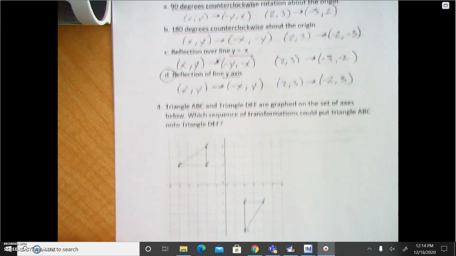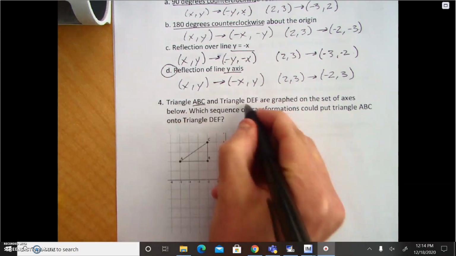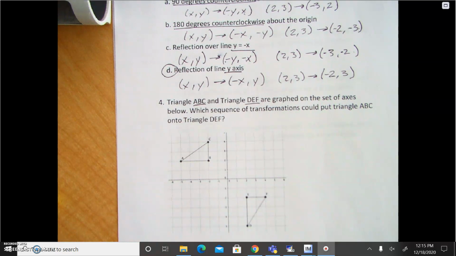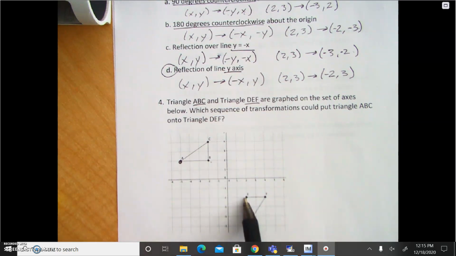Next one, triangle A, B, C, and D, E, F are graphed on the set of axes below. Which sequence of transformations could put the triangle ABC onto D, E, F? So if you look, our important thing says A, B, C, and D, E, F. So that means A goes with D, B goes with E, and C goes with F. So I need to figure out how this point A gets to point D, how point B could get to point E, and C get to F.